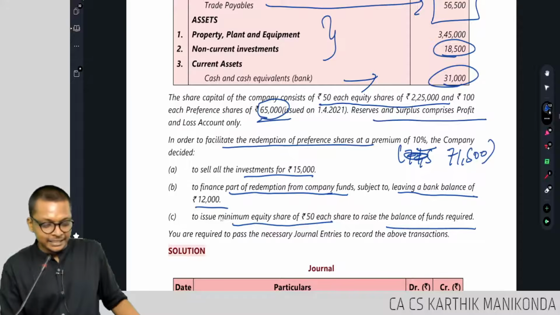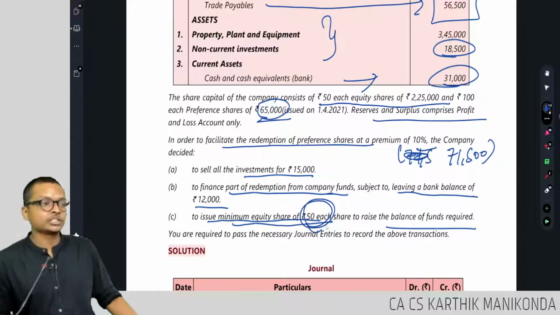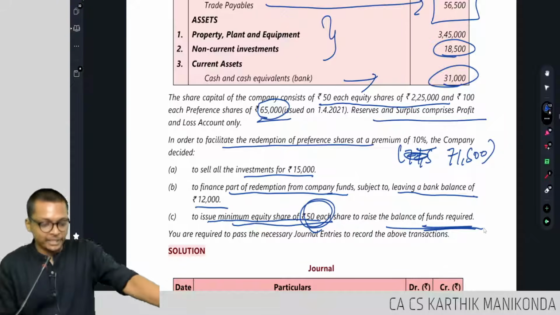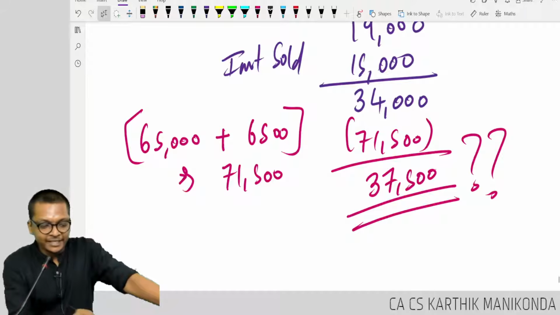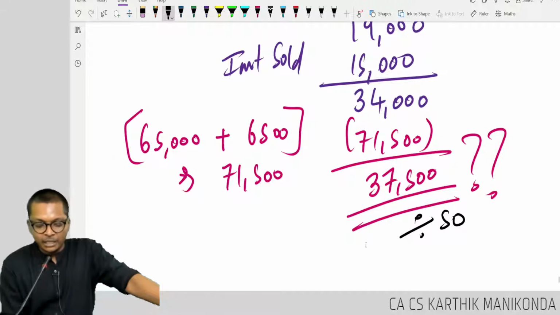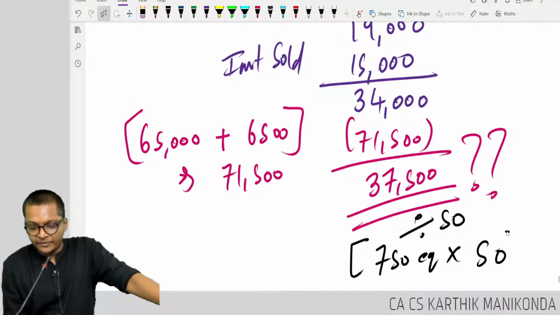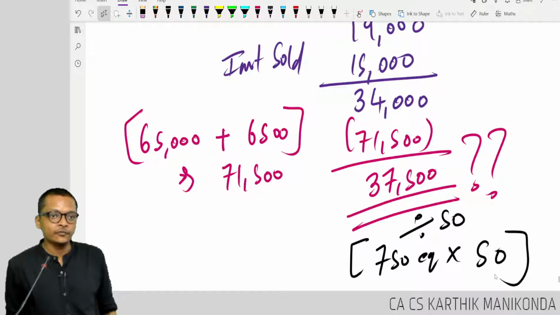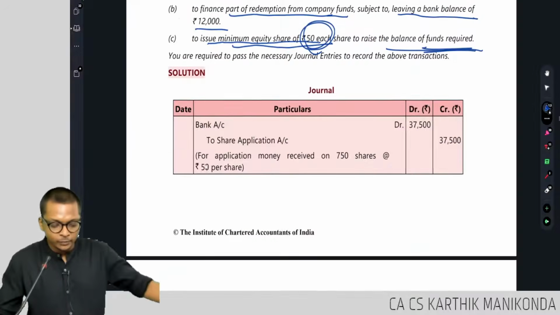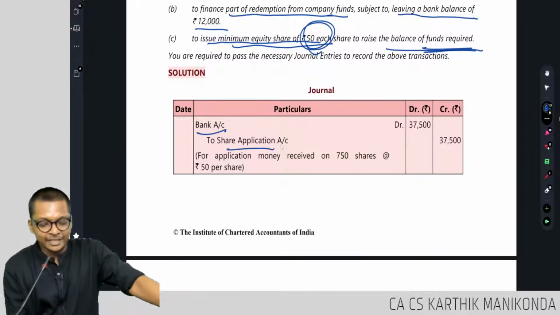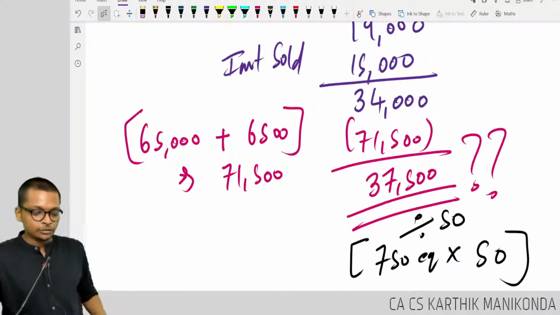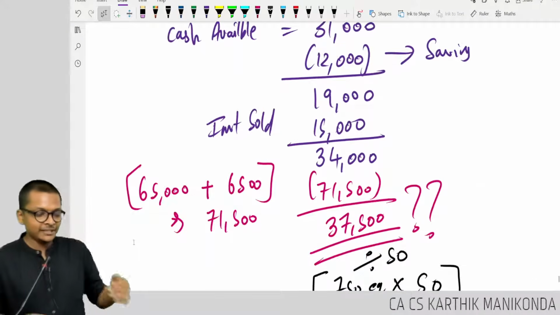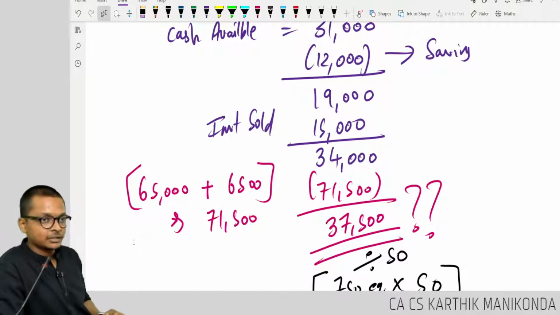Correct? That is the last entry. To issue minimum equity shares of how much, guys? 50 each to raise the balance of the funds required. So that means 37,500 divided by 50. How many shares? 750 equity shares of 50 will be issued. Are you following, guys? Let's go check equity shares issue. Look at this. Bank account to share application 37,500. So this is the new working that we have in this sum. Are you understanding, guys? Easy, clear, guys?